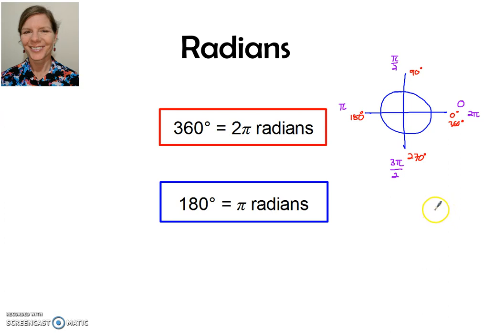It's a little bit like exact values of trig ratios. If you can recognize your radian values of the common angles, then that makes your life a little bit easier.